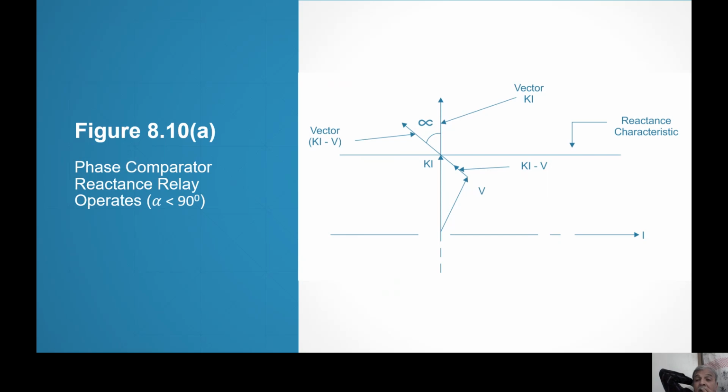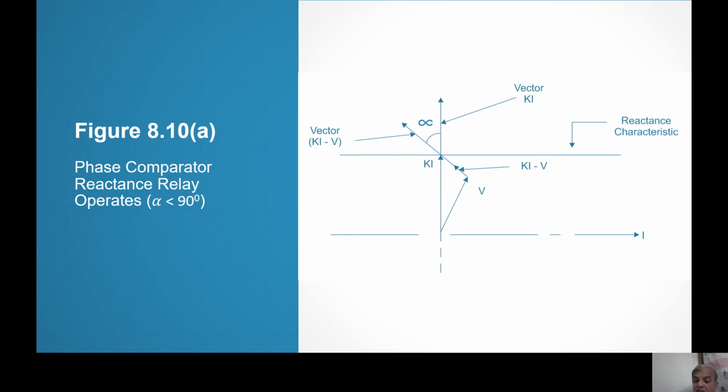So I am comparing the angle between Ki and Ki minus V. For comparing the angle, I will have to extend vector Ki. I have extended the vector Ki. I have to extend the vector Ki minus V. I have extended both of them. The angle between them, alpha, you can see that it is less than 90 degrees. Therefore, relay operates.